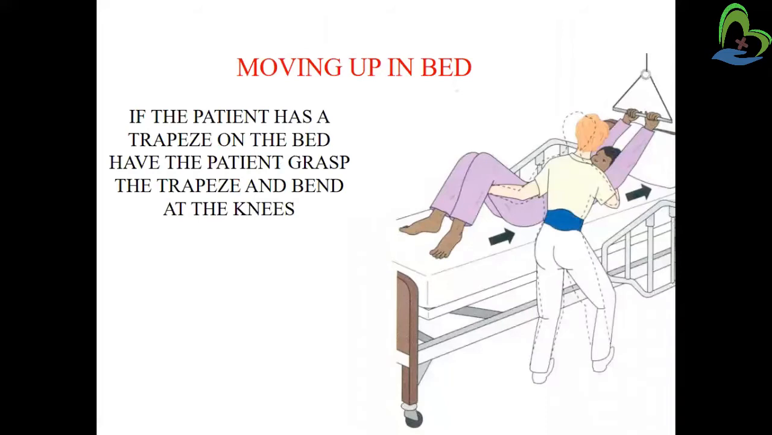Next is moving up in a bed. How can a patient move up in a bed? If the patient has a trapeze, the triangular device shown in the figure, the patient can put their hands on it. Have the patient grasp the trapeze and bend the knees. The assistant helps under the knees area and shoulder of the patient, and the patient can lift their whole body weight with the help of the trapeze. This way the patient can move up in a bed.